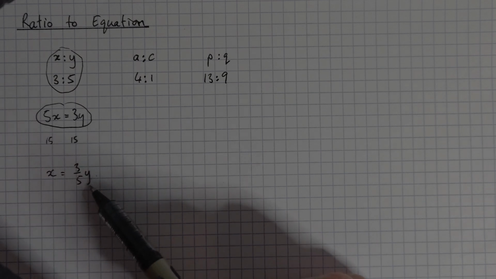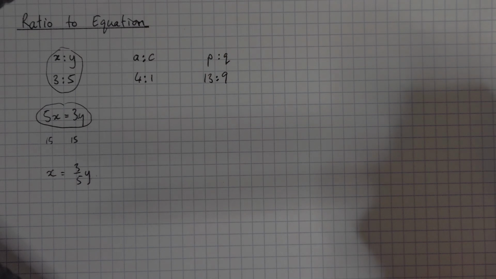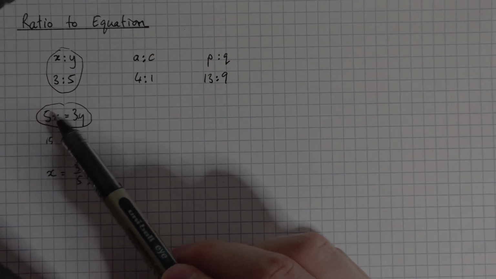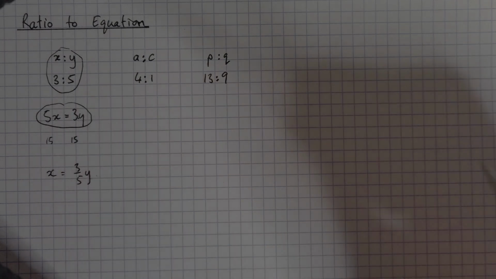You could think that this relationship has come from this one, if you like, where you've just divided both sides by 5. If you take this equation here and divide both sides by 5, 5x becomes 1x, 3y becomes 3/5 of a y.